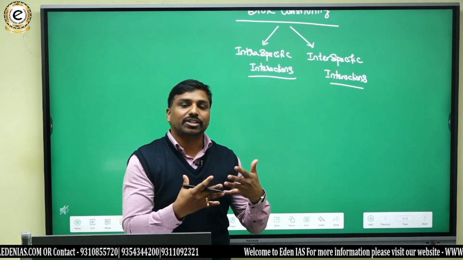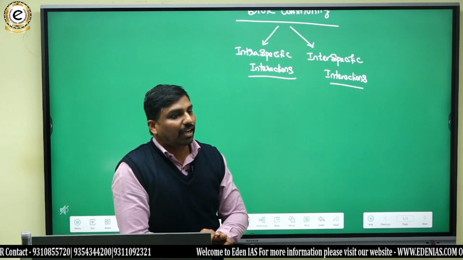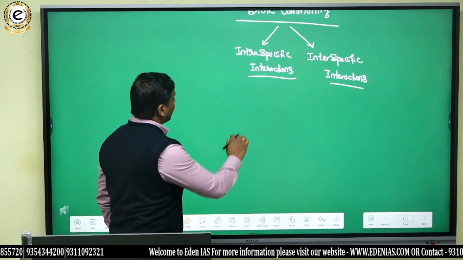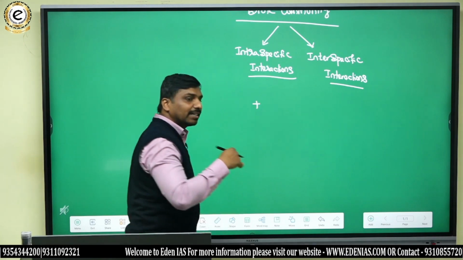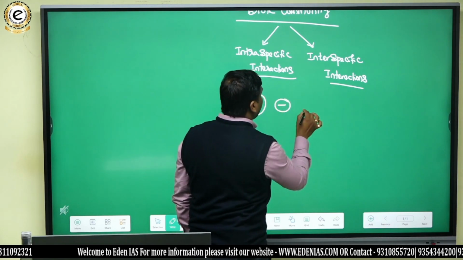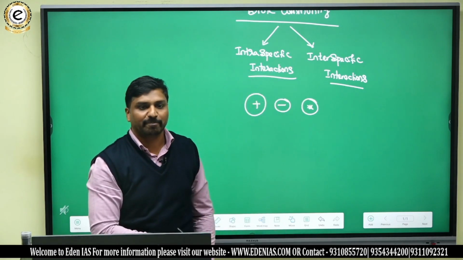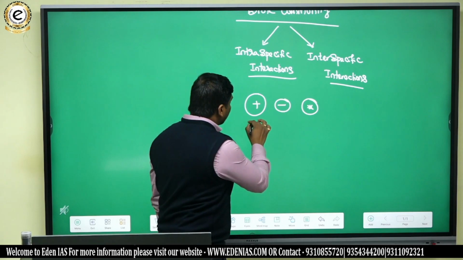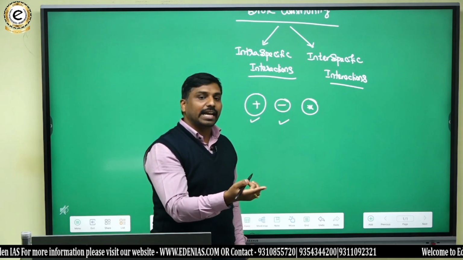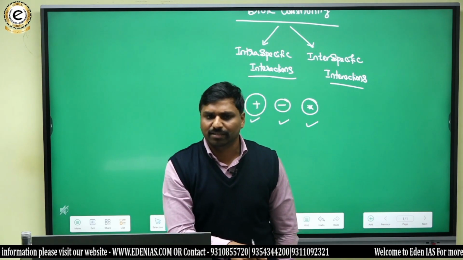That means an interaction may be useful to both of the organisms, or it may benefit both the organisms, or it may be harmful to both the organisms. For example, let us indicate plus as benefit and minus as harm, and simply let's say star as neutral. So an interaction can be beneficial to both the species, harmful to both the species, or neither beneficial nor harmful to any of these species. Is there any possibility of that?